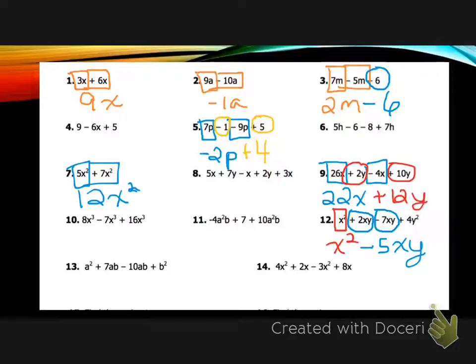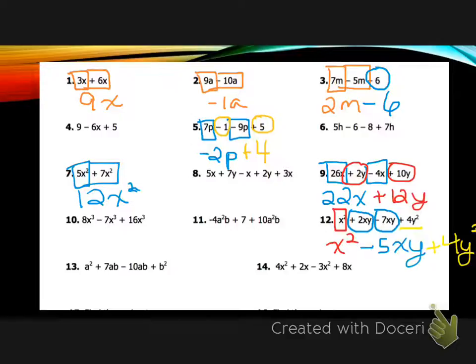There's still a variable over there that we haven't used yet. So you got to look over here, and I'm just going to underline it. We've got a 4y squared. So you're going to have a plus 4y squared. There's a squared there. So your completed expression is going to be x squared minus 5xy plus 4y squared.